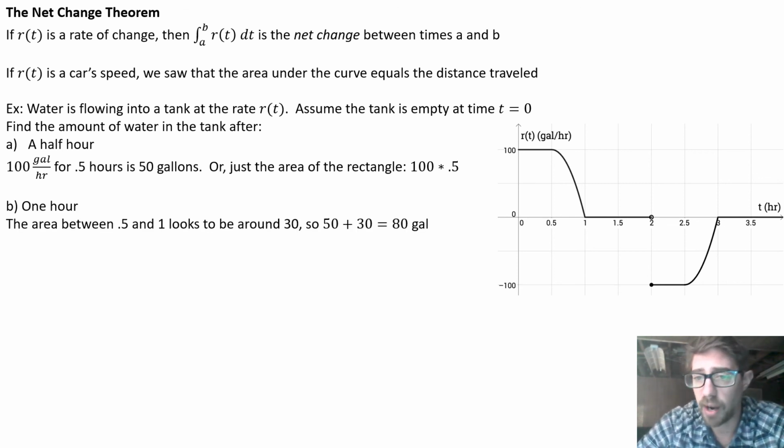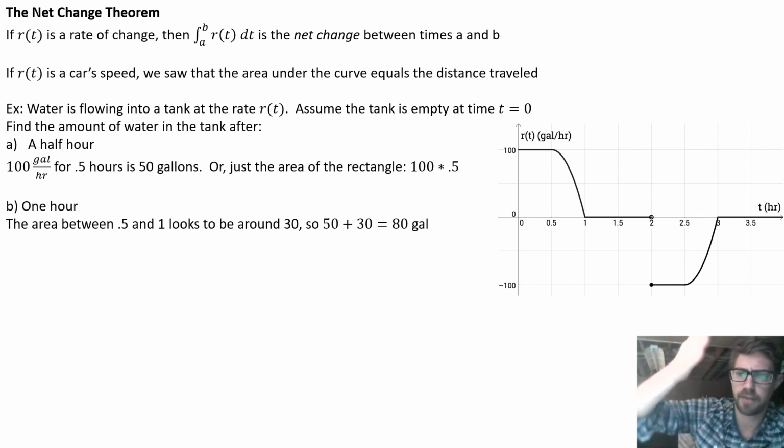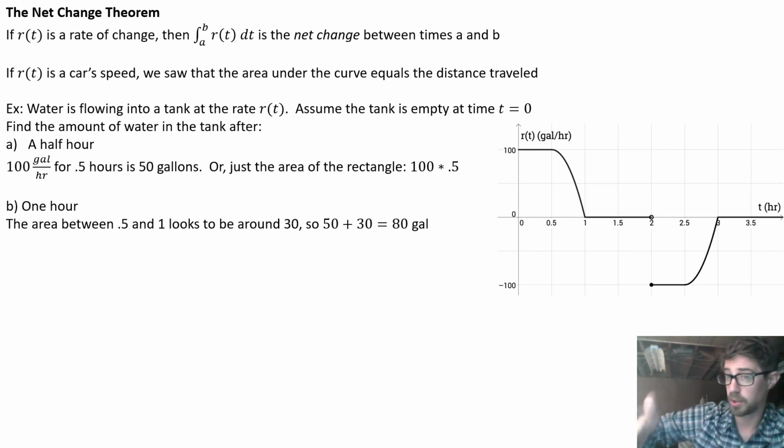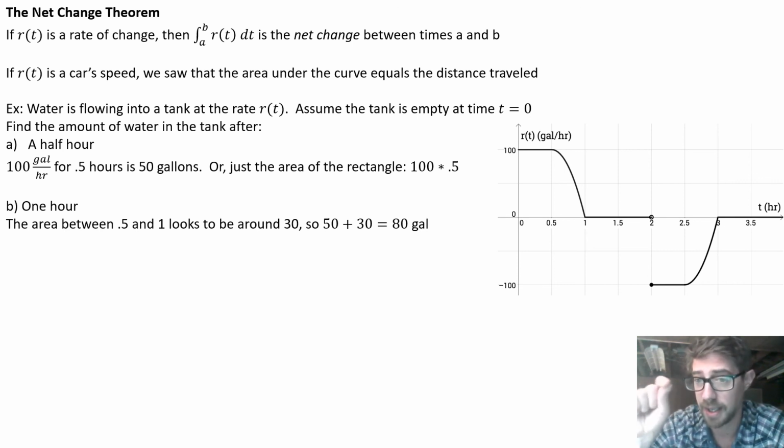So after 1 hour, we now have to estimate because now it starts to curve. So think about it: the area of that rectangle we just figured out was 50. If you look between 0.5 and 1, that's like a right triangle, except the hypotenuse is a little curved, so it's a little bigger than a right triangle. So the right triangle would have area 25, right? But it's a little bigger, so I'm going to say it's about 30. So the area under that curve between 0.5 and 1 is about 30.